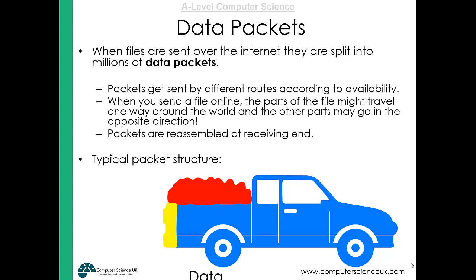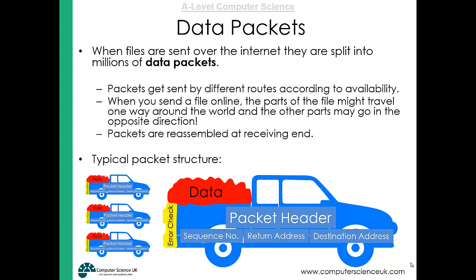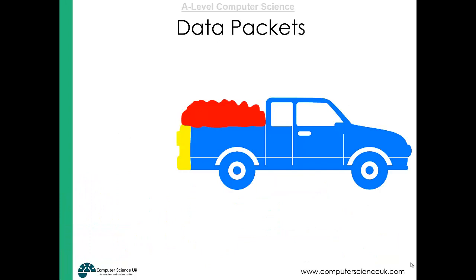A typical packet structure, well, it's certainly not going to look like a truck, but you can think of it as a vehicle which carries data. But in addition to that, this data packet will have a destination address, a return address, a sequence number, and an error check. So let's have a look at these in a bit more detail.